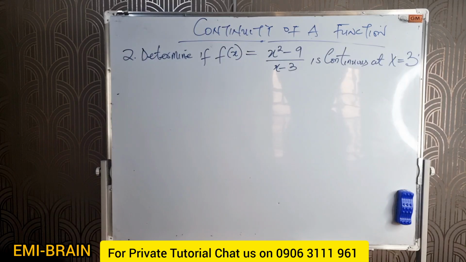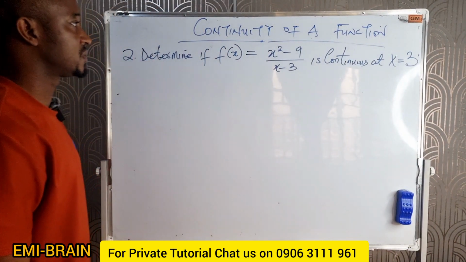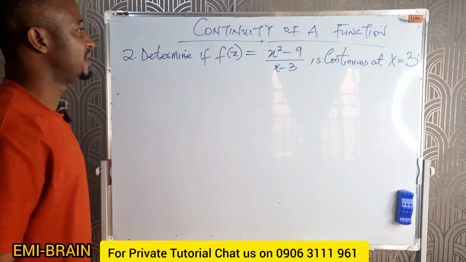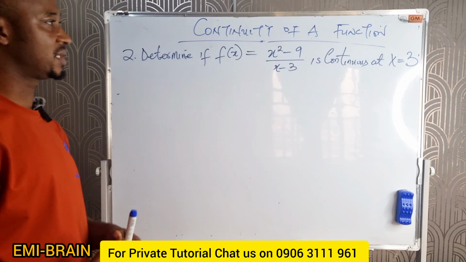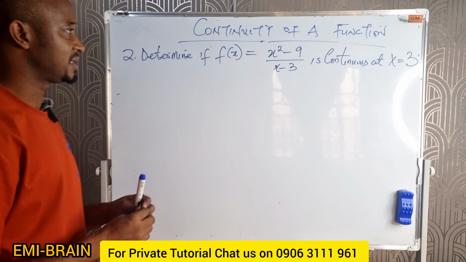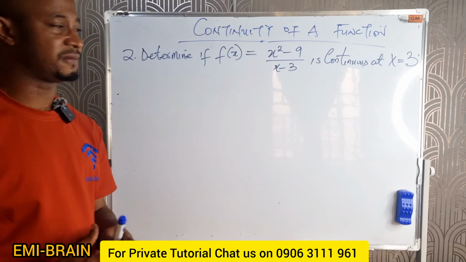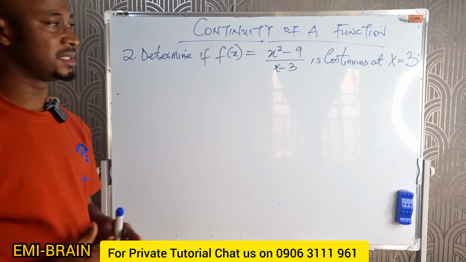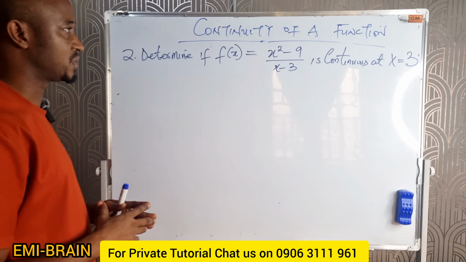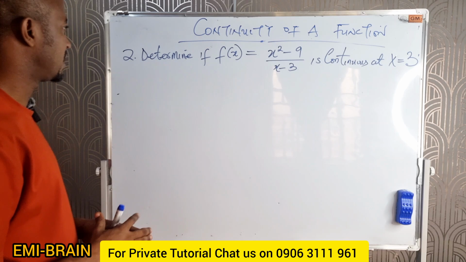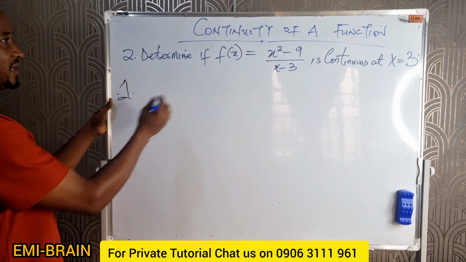All right, guys, let's see number 2. Question number 2 says: determine if f of x equals x squared minus 9 divided by x minus 3 is continuous at x equals 3. We already know the 3 tests for continuity of a function: f of a is defined, the limit must exist, and the limit of f of x must be equal to f of a. Okay, so let's see the first condition.